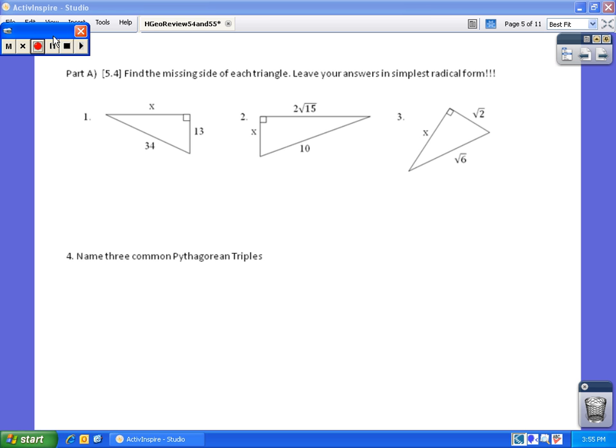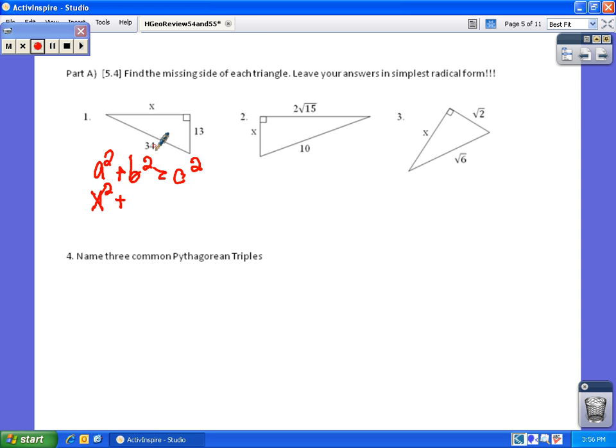So for part A, find the missing side of each triangle. Leave your answers in simplest radical form. We're going to start with our Pythagorean theorem. A squared plus b squared is equal to c squared. We're solving for a leg, so that's either A or B. The 34 is the longest side, so that must be the hypotenuse. X squared plus 13 squared is equal to 34 squared.